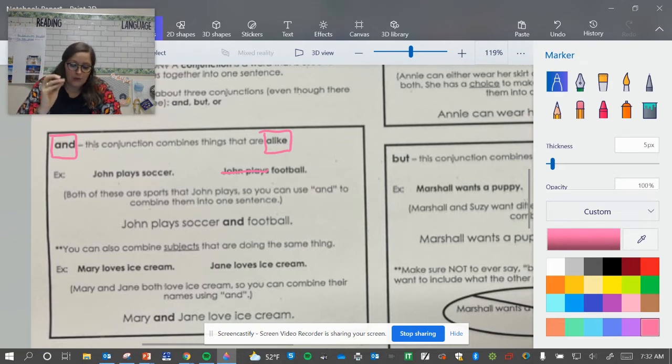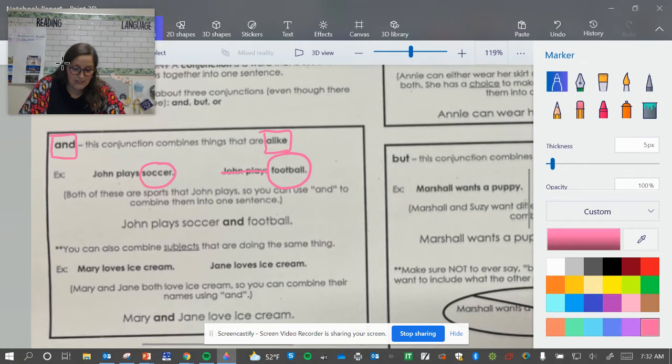What are the two things that John plays? These two things we're going to circle. So he plays soccer and football. Those two things I circled, we want to put around the conjunction that we just talked about we're using. So we're using and. Don't worry if this doesn't make a whole lot of sense yet. We're going to do lots and lots of practice, okay?